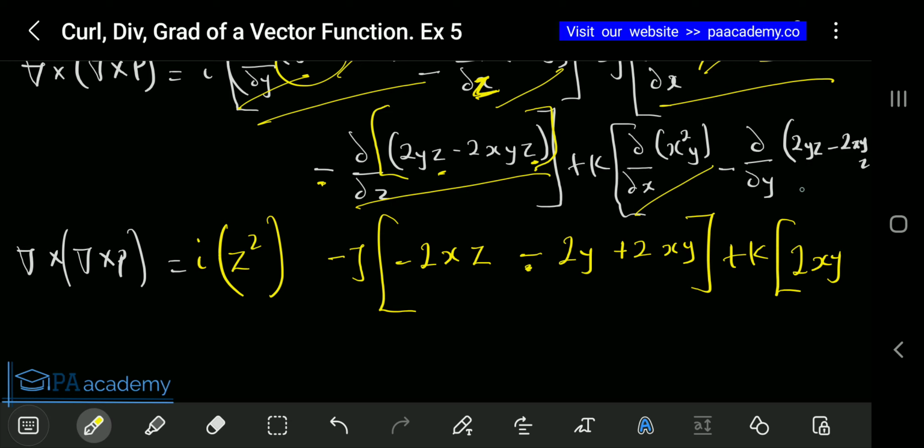So now let's head over here. So let me just continue on this line. So if you differentiate 2yz with respect to y, that will just give us 2z. So that will be minus 2z. And then here we're having minus 2xyz. So if you differentiate this, it's going to give us minus 2xz. Exactly. So minus 2xz multiplied by the minus we are having outside becomes plus 2xz. And that is for k.